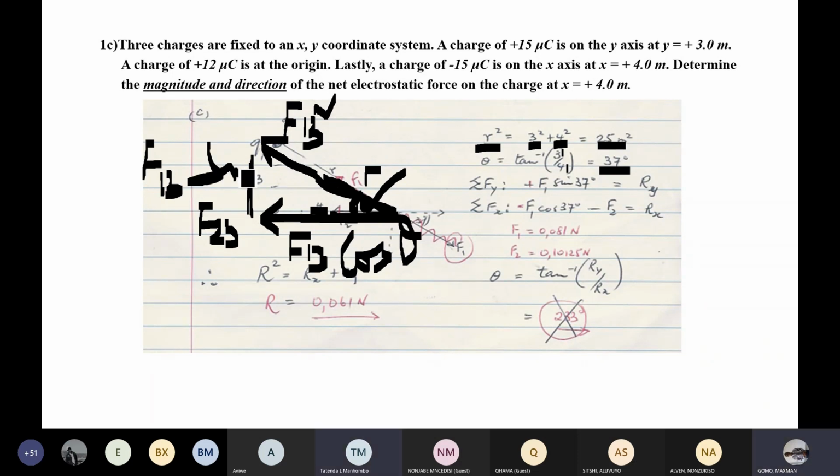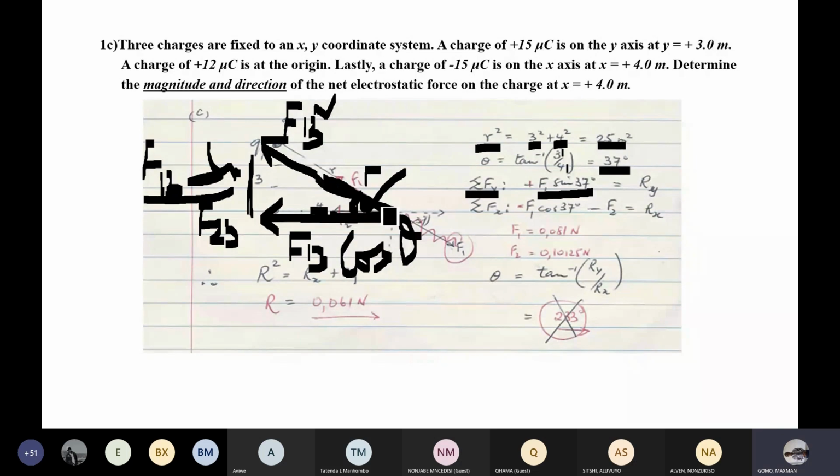So at the end of the day, when you say summation of all forces in Y, what do we have? We only have this one that says F13 sine theta. That's all that you have in the y-axis, and it's pointing towards the positive direction. That's why you see there's a plus here.